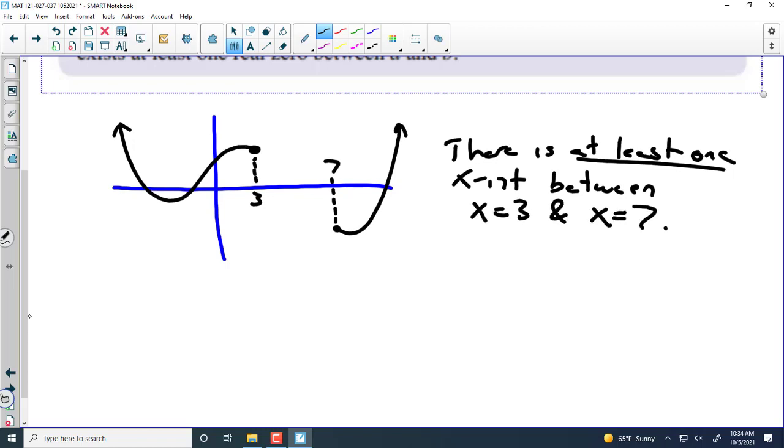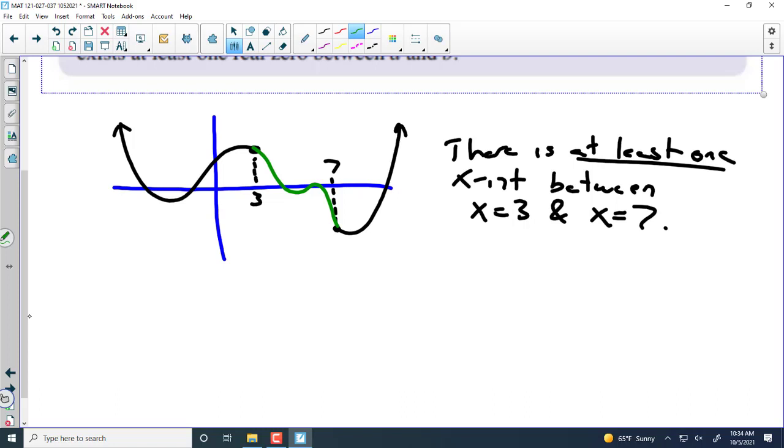And why do we say at least one? Why don't we just say there's exactly one? Because it can still drift back up and down. There could be more than one x-intercept in there. The graph could do something like this, and we can have more than one x-intercept. So we don't want to say there's exactly one. We want to say there is at least one.